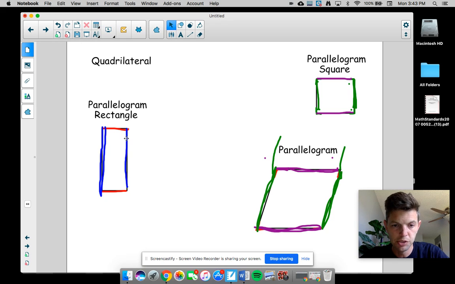Now, this shape is also called a rectangle, and this shape is also called a square. So again, quadrilaterals can have more than one name. Remember that for your practice work today. If you need any help, please let me know, and we will talk about it.